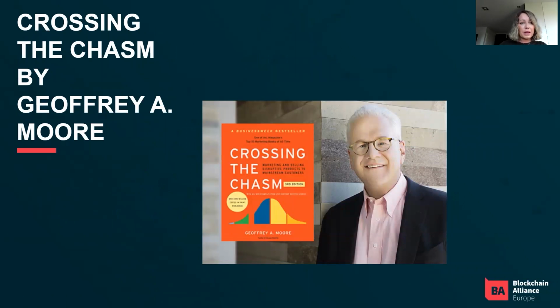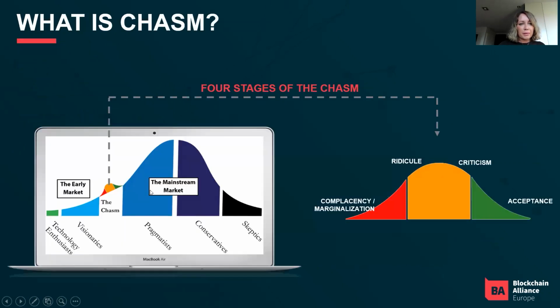First, I would like to introduce you to a concept that was formed by Geoffrey A. Moore, and it is about crossing the chasm. He's a wonderful Australian author, and in this book he is explaining how every new technology is actually adopted and through which phases it goes. And this is not something that is very specific to blockchain technology. This is something that can be applied to every new idea that is presented to the public.